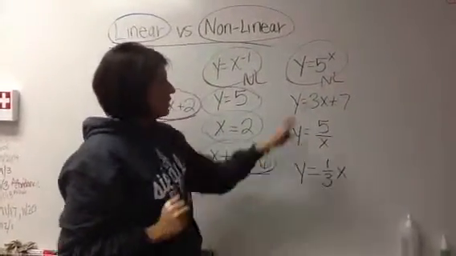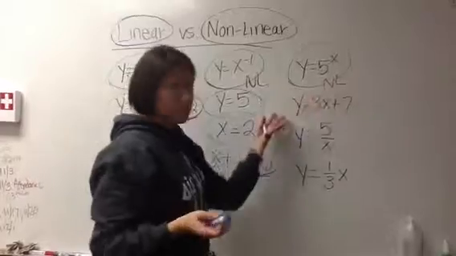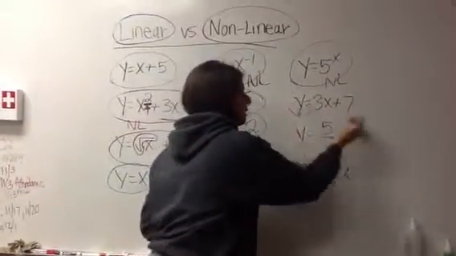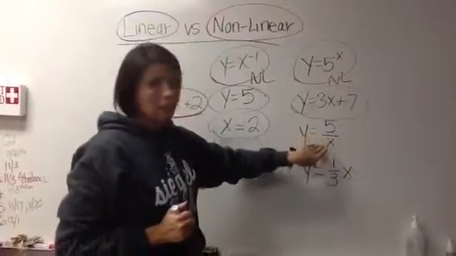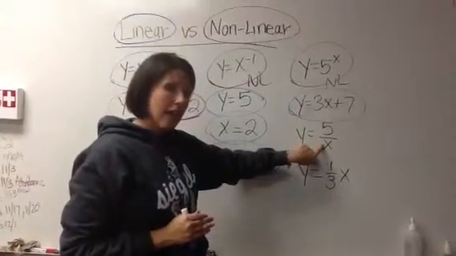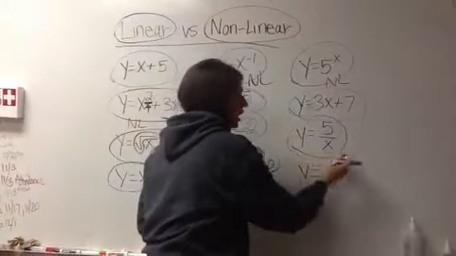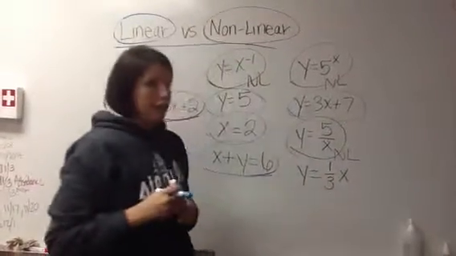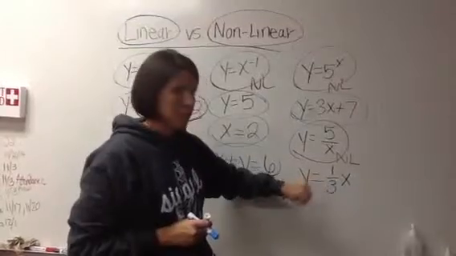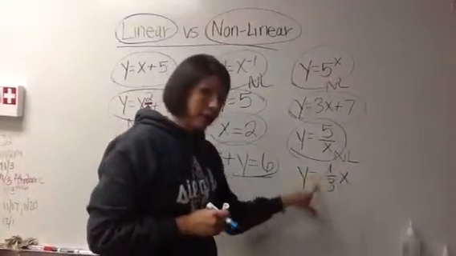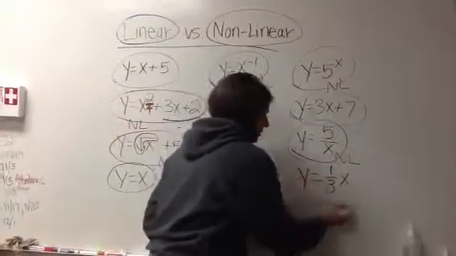Let's look at the next one. y equals 3x plus 7. Our standard equation, no exponents or different things. That's going to be linear. Here, y equals 5 over x. We cannot have x on the bottom of a fraction. If that happens, it becomes nonlinear. Now, notice the next one. There is a fraction, but x is not on the bottom of the fraction. It's okay to have a fraction as long as x is not on the bottom. So this is okay. This is linear.